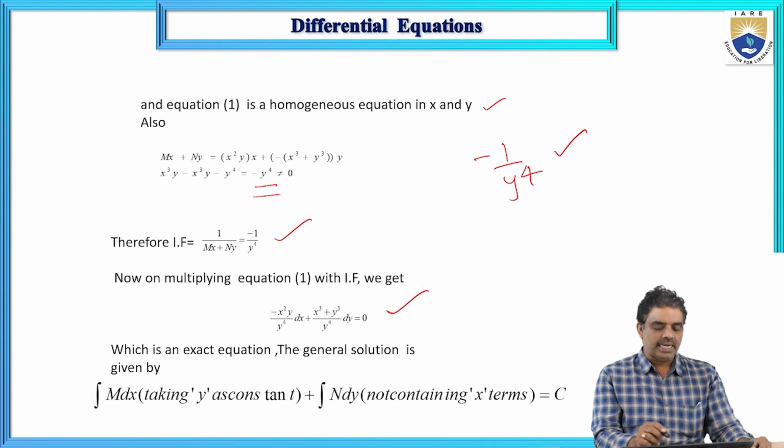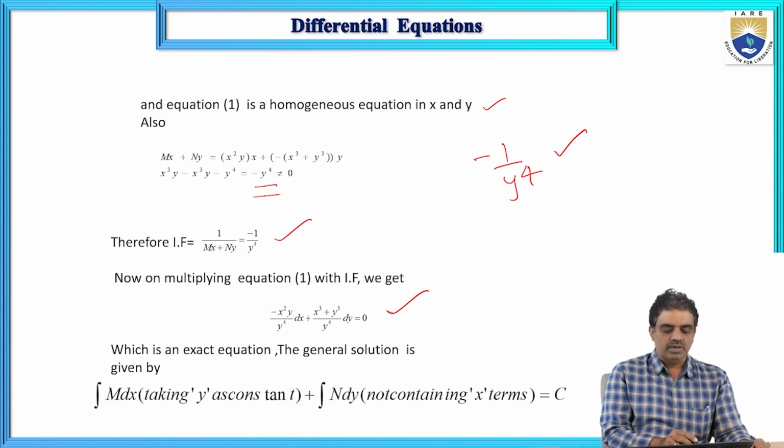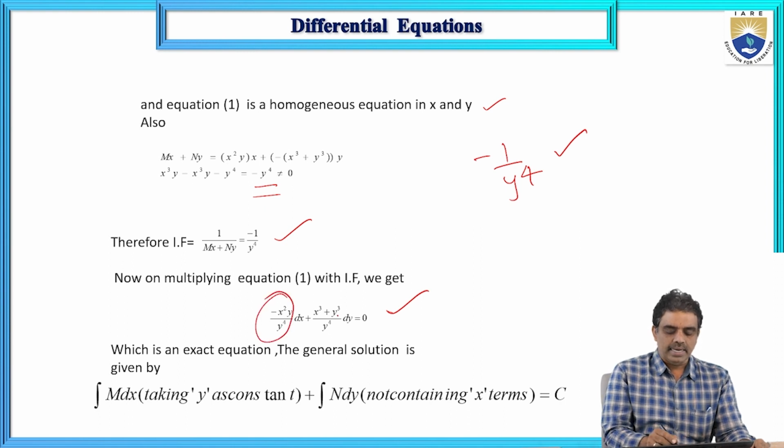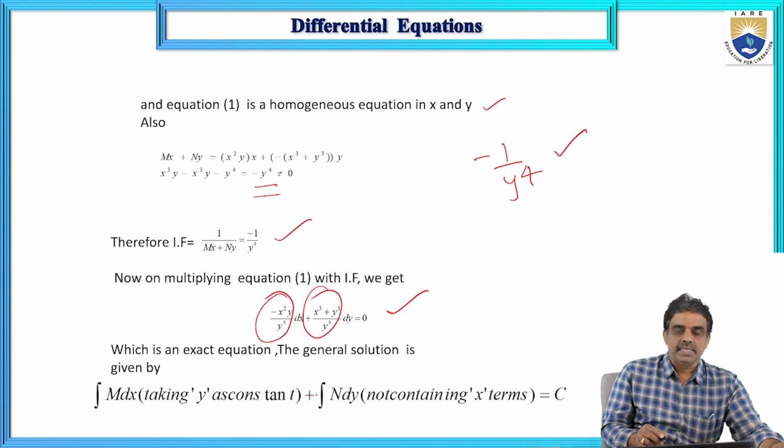Now, this is an exact equation. You need not check. And the general solution will be integral m dx, where m is this and n is this. Here m dx taking y as constant, plus n dy not containing x terms, is equal to c, is the solution.